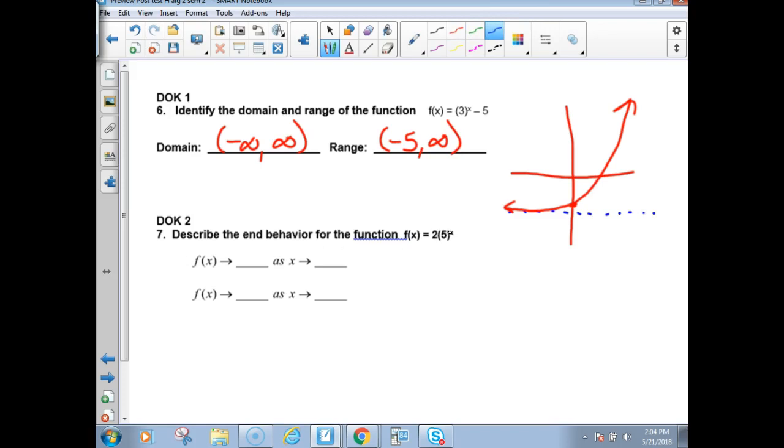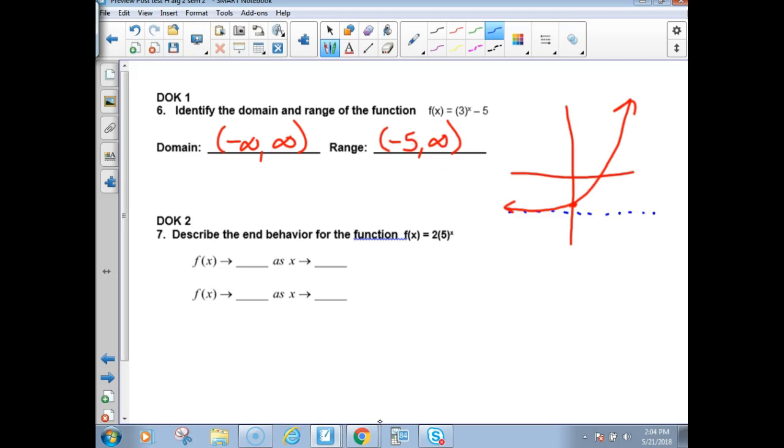Describe the end behavior of this. This is, yes, Scott? That's right. That's why I have a curved bracket. If you close it and make it non-inclusive. We have to have -5 on up.